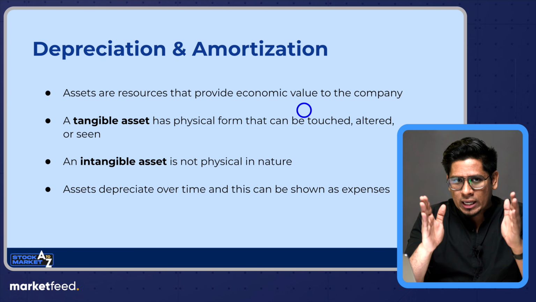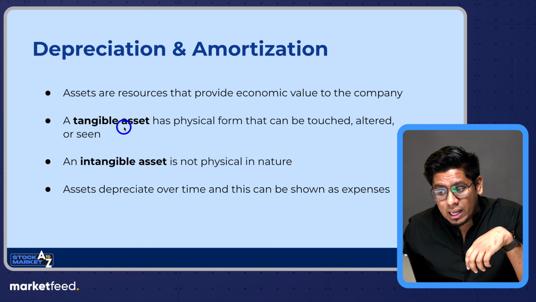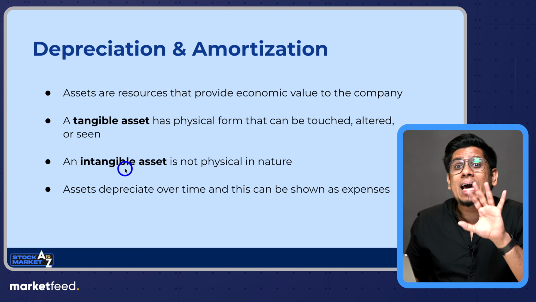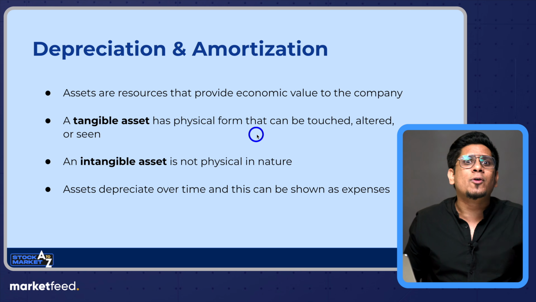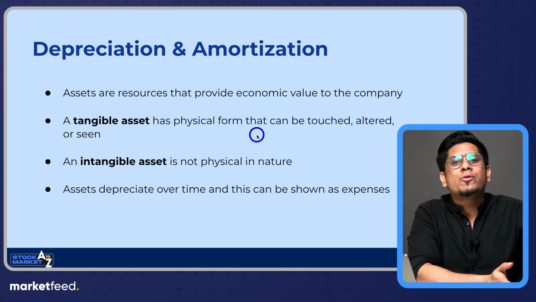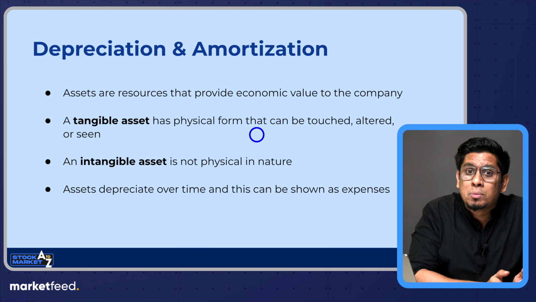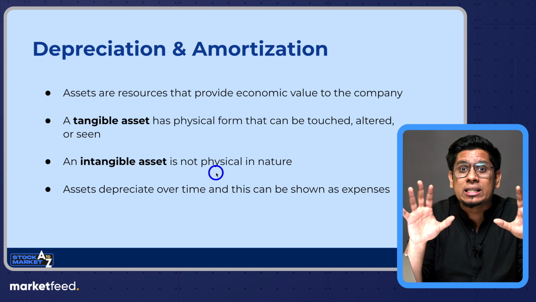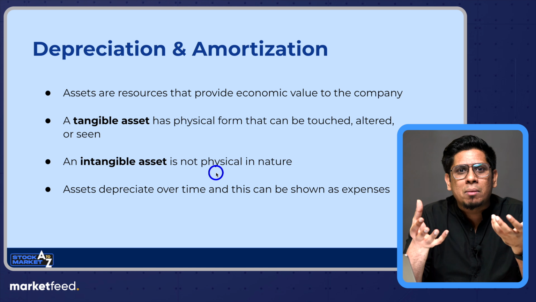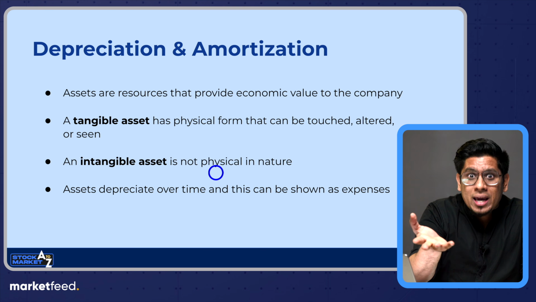Now, when we talk about assets, there are two types of assets, right? One is tangible asset. The another one is called intangible asset. Now, a tangible asset is an asset which has a physical form, like a plant machinery or a factory or a computer or a car. All of those are tangible assets. Now, intangible asset has no physical form. It's not physical in nature. So, intangible asset examples are trademarks, intellectual property, softwares for that matter.